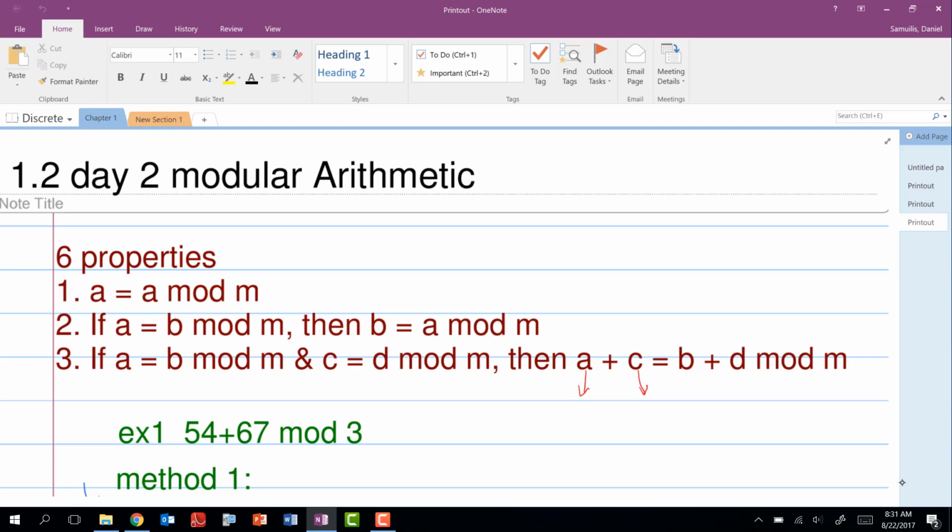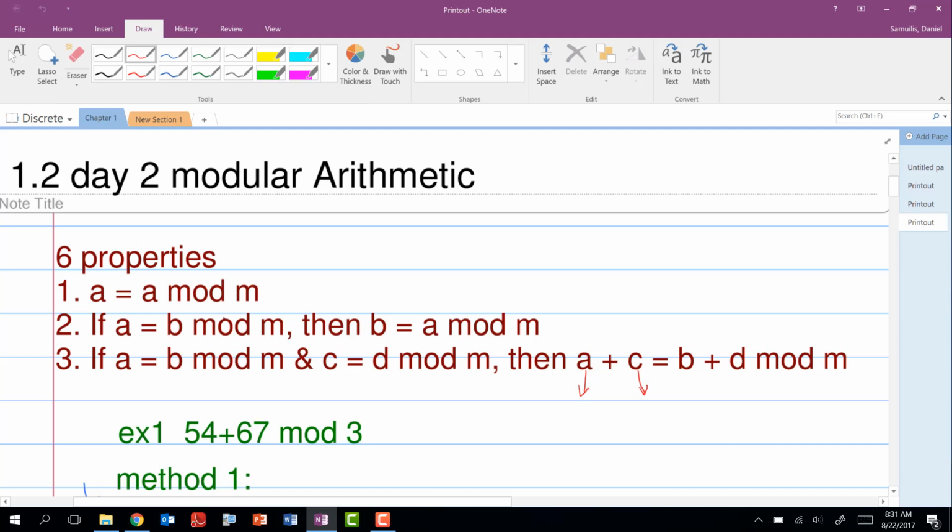All right. First two properties, I actually kind of talked about this yesterday. One is simple: A equals A mod M. That's kind of self-explanatory, I think. But the second one, I did say that, hopefully in most of the classes: if I have A, B mod M, that's the same as B, A mod M. You could switch them around.